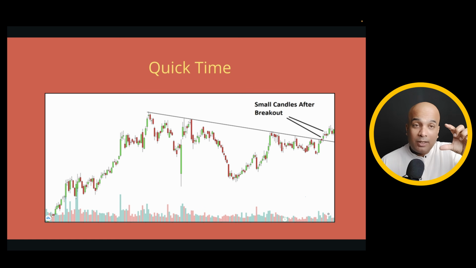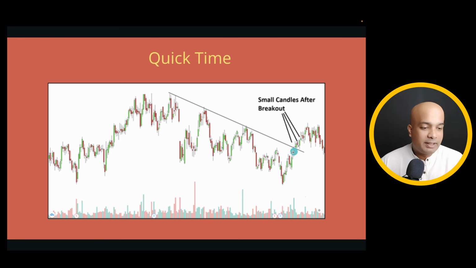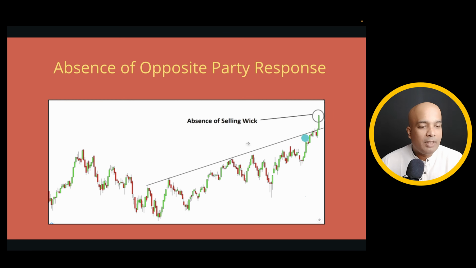A big breakout candle indicates smart money is participating in the game and they are accumulating, whereas small candles after the breakout indicate the lack of participation of big money, isn't it? See, again, the small candles are there after the breakout. That is the second point. And the third point is absence of opposite party response, which means absence of selling wick. If you notice this particular candle, the selling wick is almost nil, negligible, right?